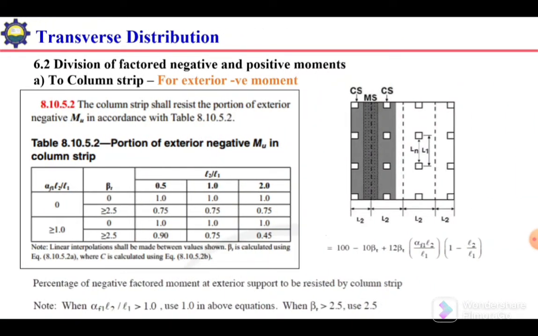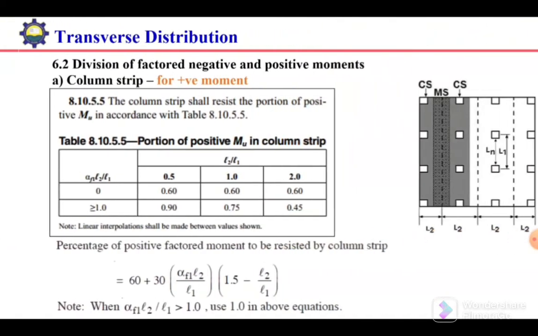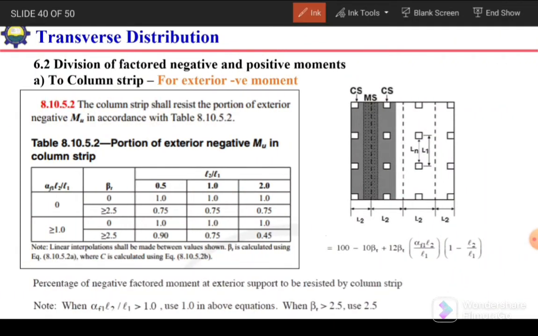Okay, next is distribution of factored negative and positive moments to the column strip for exterior negative moment. The previous was the interior negative moment at the interior support, and here it is for the exterior negative moment. For the exterior negative moment, the distribution is based on 3 factors instead of 2. This flexural stiffness ratio, aspect ratio plus torsional stiffness ratio. So the distribution of this negative moment to the column strip and middle strip is based on these 3 factors.